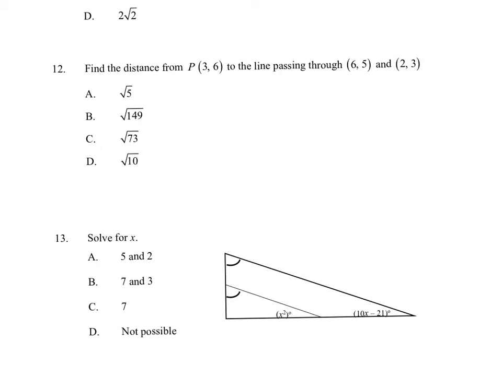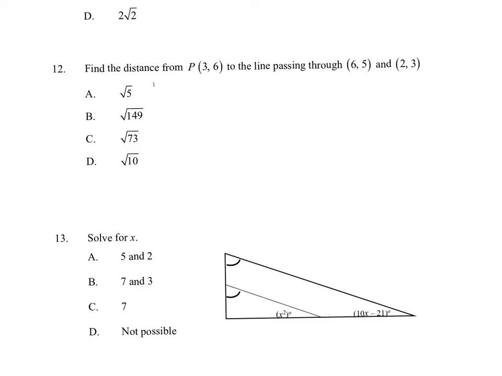Right, so in number 12, we want to find the distance from point P, which is (3, 6), to the line passing through the points (6, 5) and (2, 3). If you look at the green foldable paper, this is similar to example 2. There are 4 steps that we're going to go through in this problem.